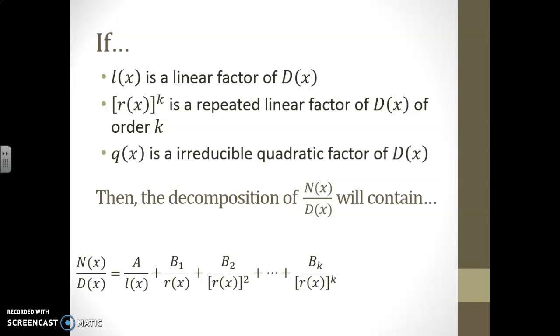Finally, if q of x is an irreducible quadratic factor of the denominator, then it too will be part of the decomposed form n of x over d of x, and its numerator will have a composition of cx plus d. The constants a, b1, b2, bk, c, d will have to be determined by us. These are just arbitrary names for the time being.